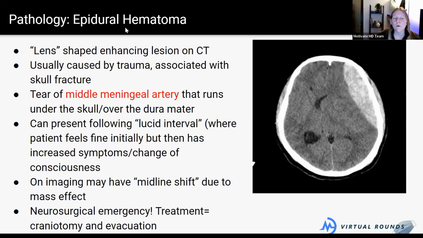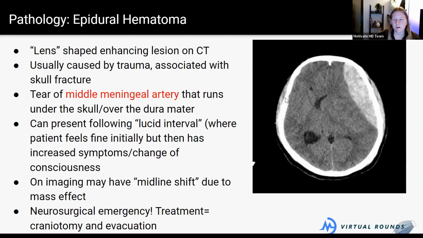This is almost always caused by trauma, and this is also highly associated with skull fracture. So in these patients, it's a good idea to also get a head x-ray, because as you can see, the bone does not really have any detail to it here because it's so hyperenhancing. So you can have a head x-ray to be able to show if you have a fracture in the skull.